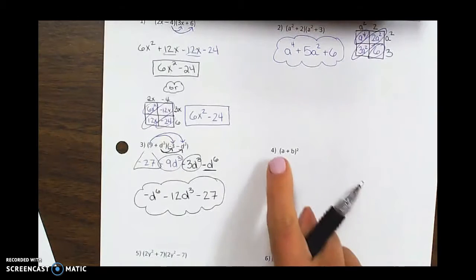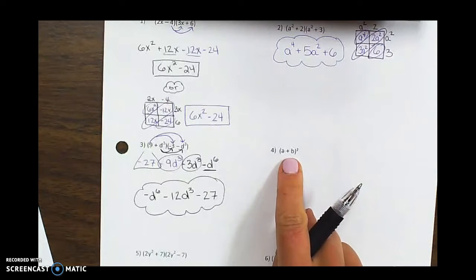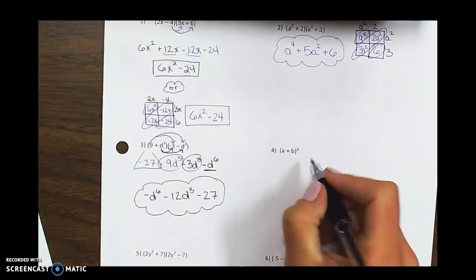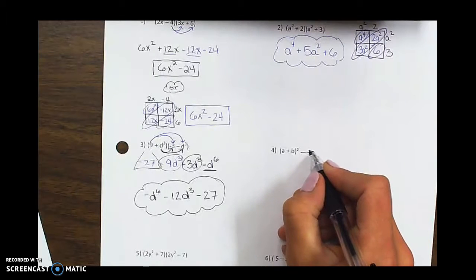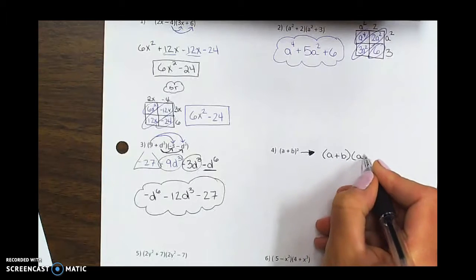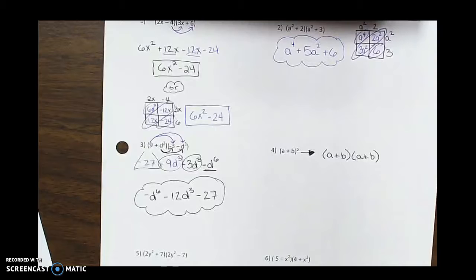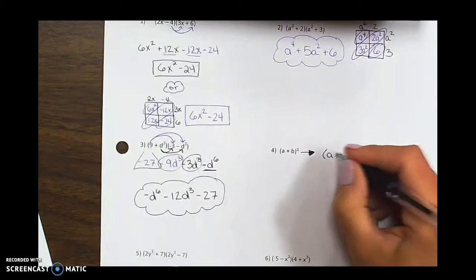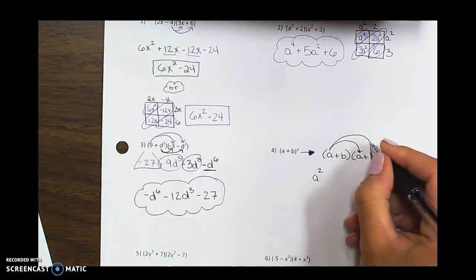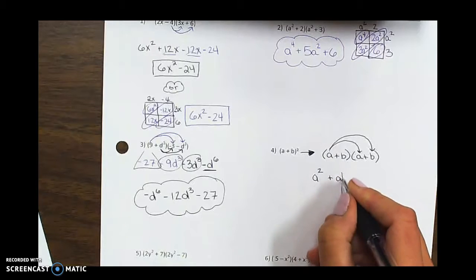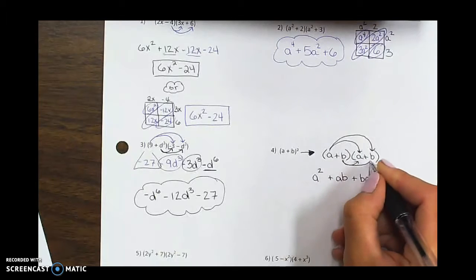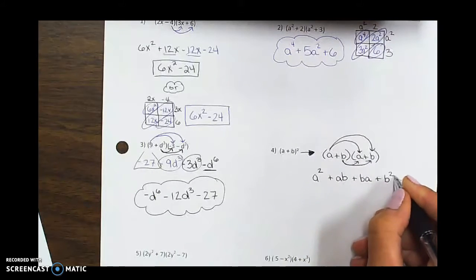All right, let's take a look then at number 4. So here we have a plus b squared. All right, so we have to remember when we square parentheses, we're going to write it out as many times as the power. So here our power is 2, so this is really a plus b times a plus b. So let's go ahead and use our long distribution here. So let's go a times a is a squared. A times b plus ab. B times a plus ba. B times b plus b squared.